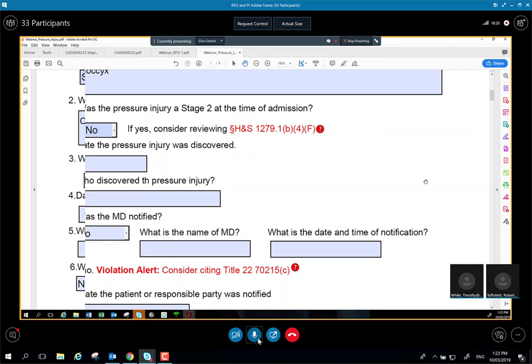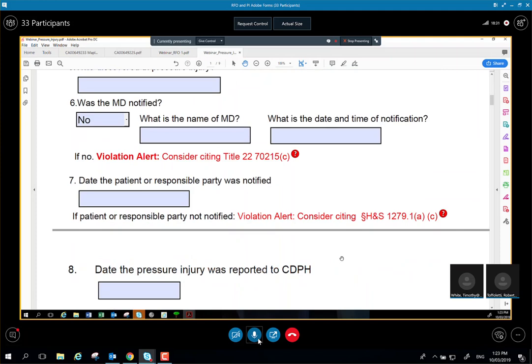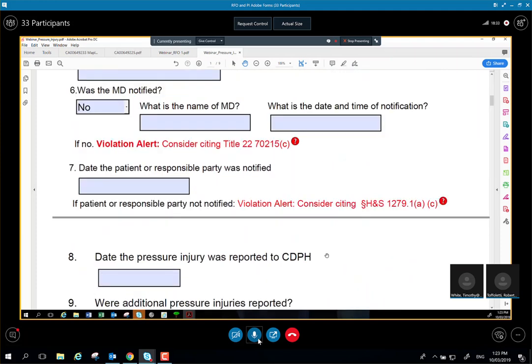Okay. Awesome. Thank you. What was the date the pressure injury was discovered? Who discovered it? Whether or not the physician was notified? If so, who was it? And what was the date and time of the notification? And again, the violation alert that says that it shall be discussed with and developed in collaboration with the patient, et cetera, et cetera.